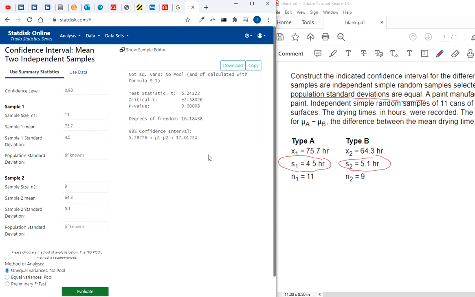Okay, so StatDisk is definitely your friend because with some of these, the calculation for degrees of freedom is huge and messy, and it's way quicker to do it with StatDisk.